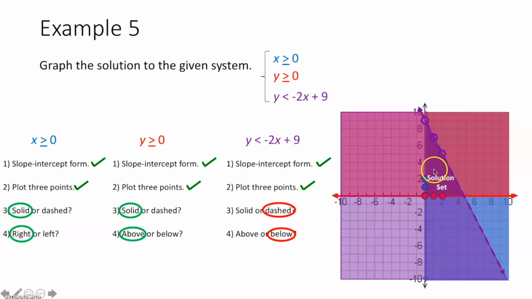So any point you pick in this shaded region, this shaded right triangle right here, that would be a solution to this system. That would cause each of these linear inequalities to come out true. Again, because this is a solid line and this is a solid line, any point on this line or this line would be part of your solution set to this system of inequalities. Any point on this dashed line, however, would not be part of your solution set. Because it's a dashed line, that means it's not included in your solution set to your system of linear inequalities.